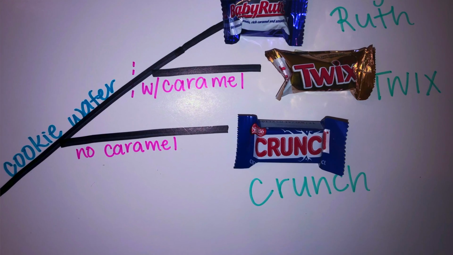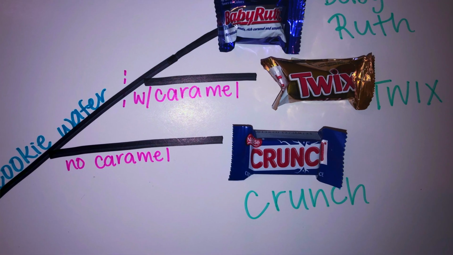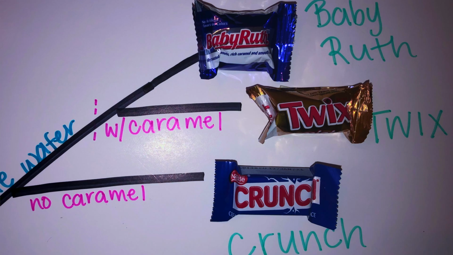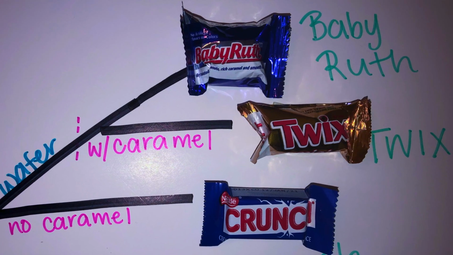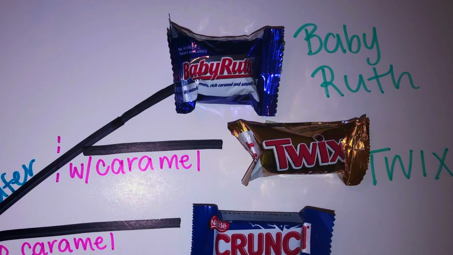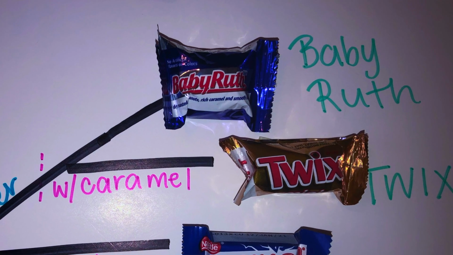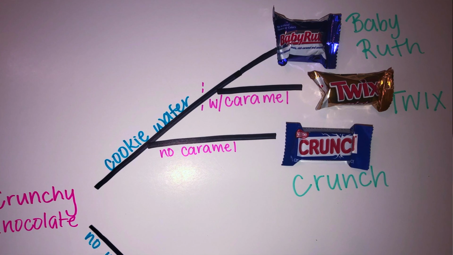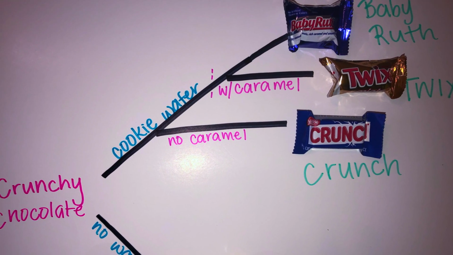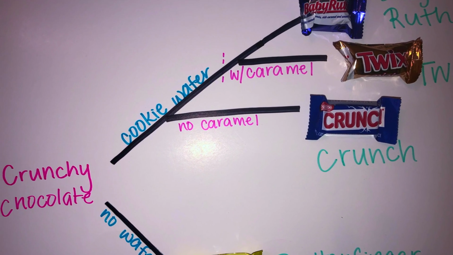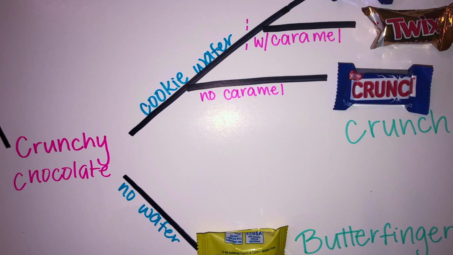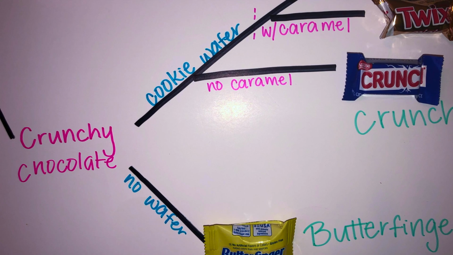As evolution continues up the second internal node, we come to our last set of OTUs. This internal node deals with the presence of caramel. The Crunch bar branched off due to the lack of caramel, and this resulted in a sister group between Baby Ruth and Twix. Even though all of the crunchy chocolates have diverged off into their own separate groups, they share a most recent common ancestor from which they all evolved. Their most recent common ancestor is the crunchy chocolate bar.